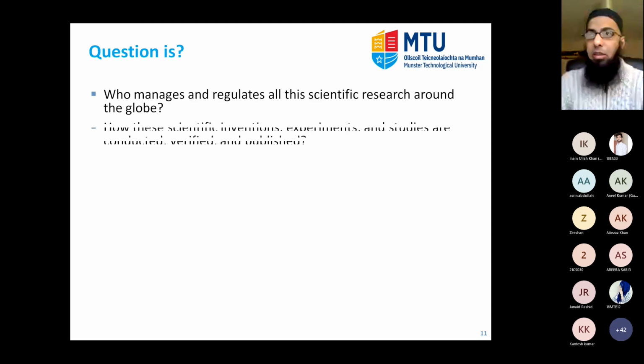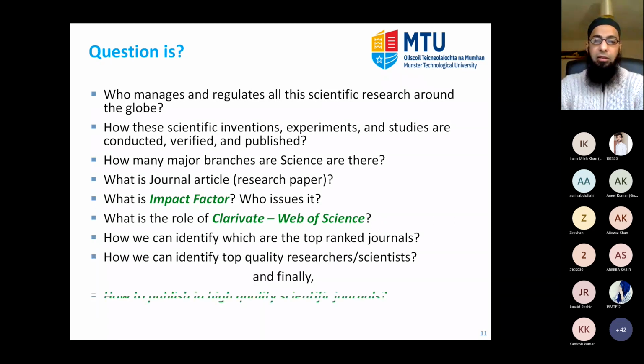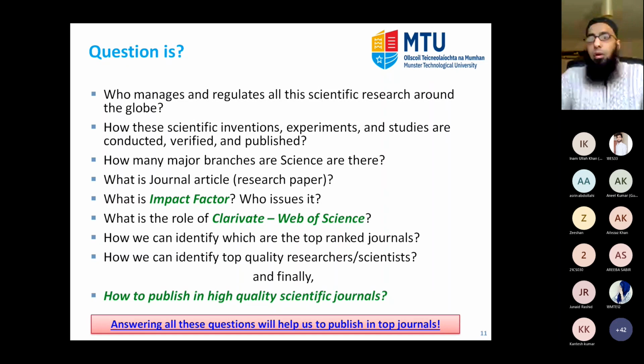So considering these two examples, some fundamental questions come to our mind, like who manages and regulates all this scientific research around the globe? We came to the conclusion that when we transfer knowledge, we publish research articles, we publish books, we write patents, we present conference papers. Specifically, who manages all this scientific research around the globe, and how are these scientific inventions, experiments, and studies conducted, verified, and published? What are the major branches of science, and what is a journal article or research paper?